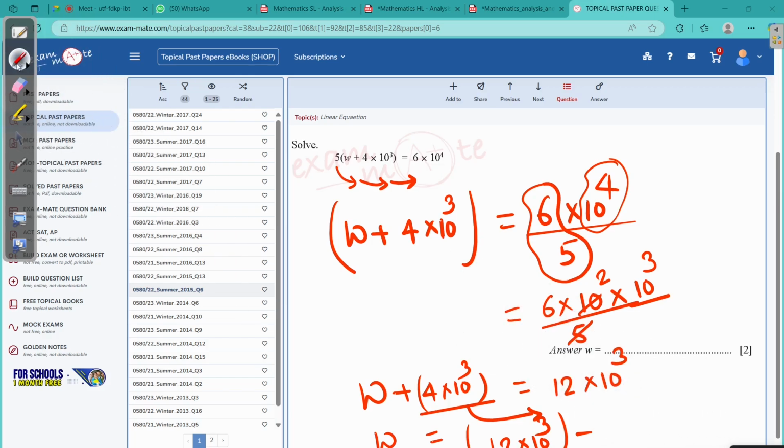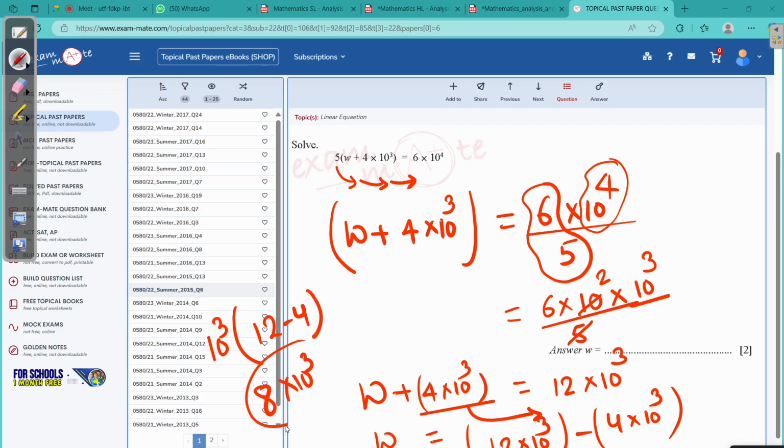This is 4 into 10 raised to power 3. So if you have to subtract, add and... it's just 8 times 10 to 3. You don't change the x. You have to take the 10 raised to power 3 as common, so you will get 12 minus 4. So it should be 8 into 10 raised to power 3, and that is 8,000.